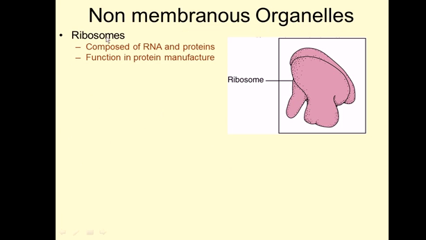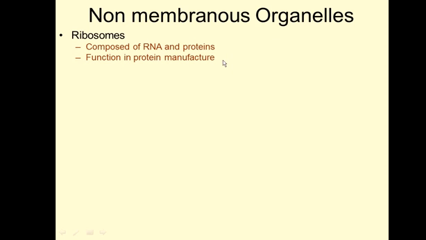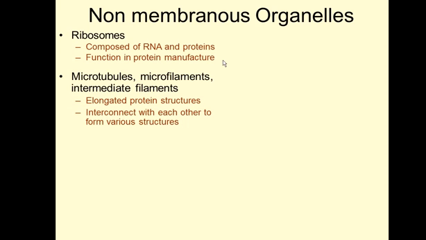Now let's talk about some non-membranous organelles. Inside the cell there are ribosomes. These are non-membranous, and they are called the protein factories because proteins are made on them, and they are made of RNA and proteins.